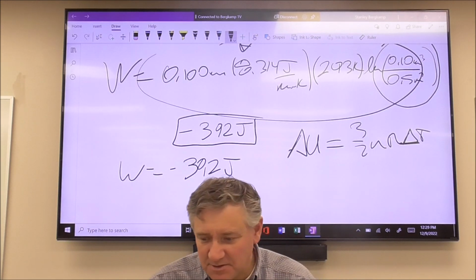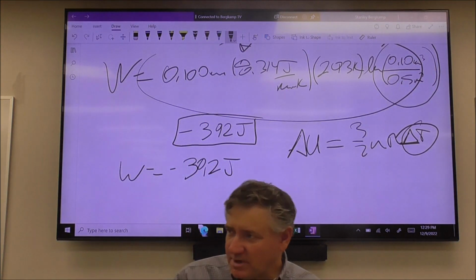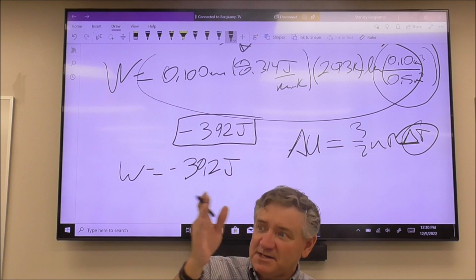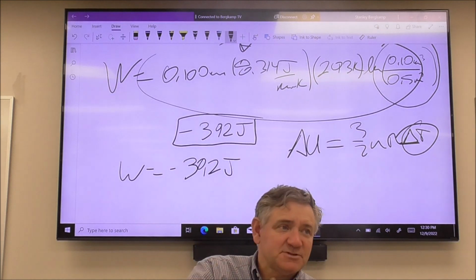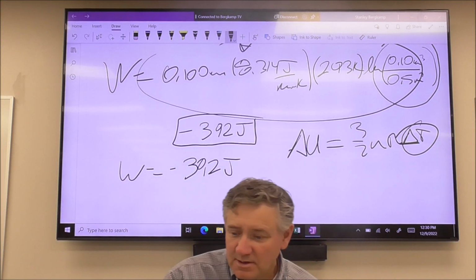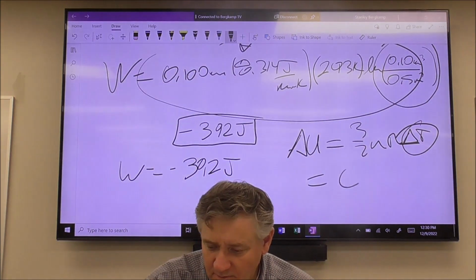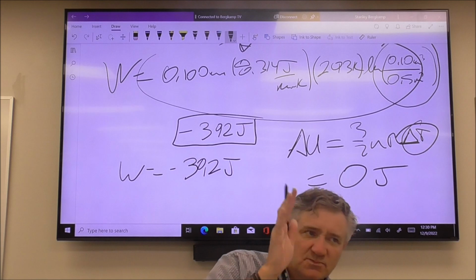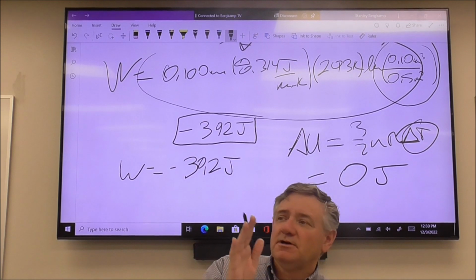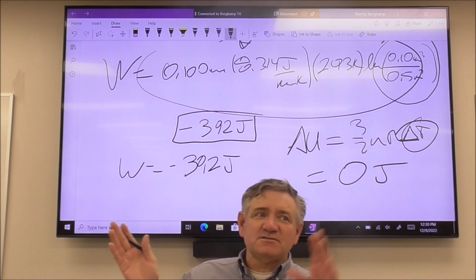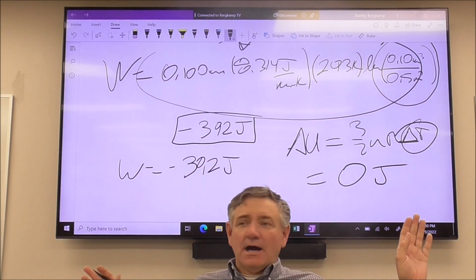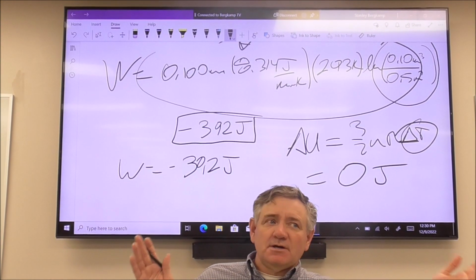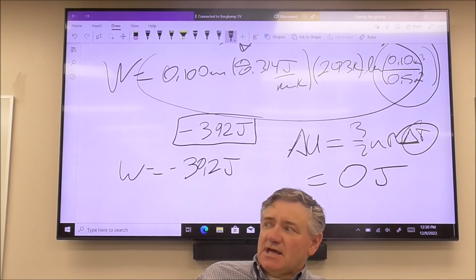So delta U in this situation is going to be 0, because by isothermal, by that definition, the temperature doesn't change. So my delta U is going to equal 0 J. I'm not saying things aren't going to happen. I'm just saying the overall delta U is going to be 0 because we're not changing the number of Skittles that the kids have.